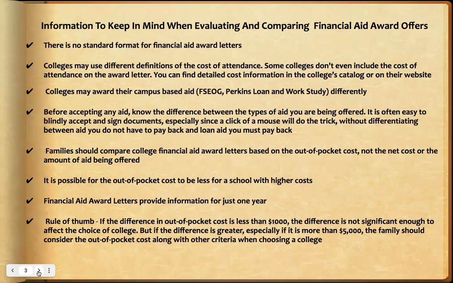Colleges may award what's called campus-based aid, which is basically a limited amount of money that the federal government gives to financial aid offices for them to spend based on the criteria that they set. Unfortunately, there is never enough of that money to go around to students who might be eligible. So there is a gap there. This says FSEOG, that's Federal Supplemental Educational Opportunity Grant. You may see that on your award notification.